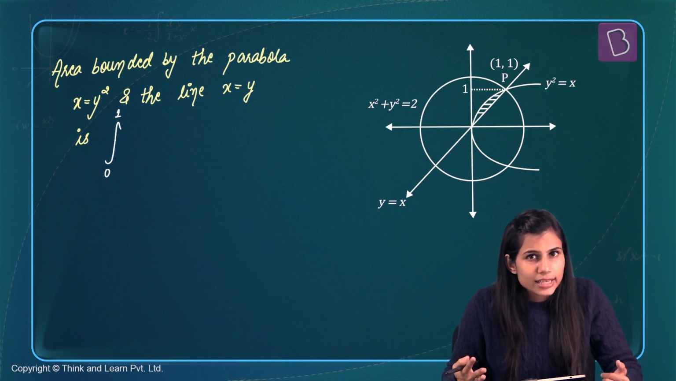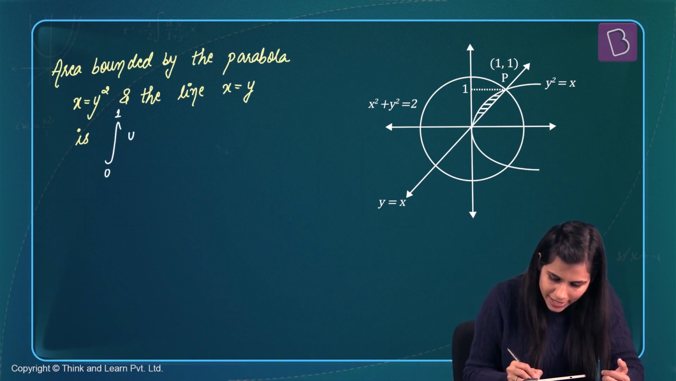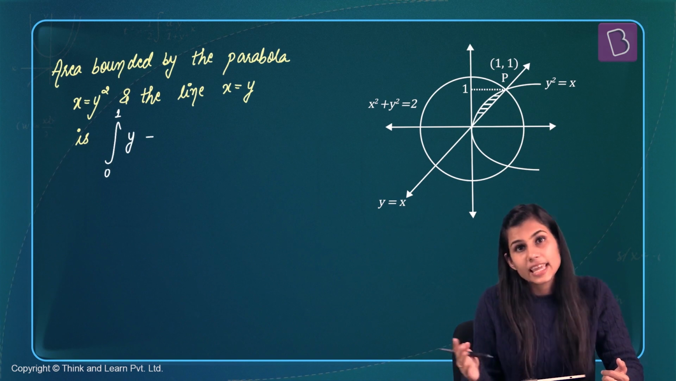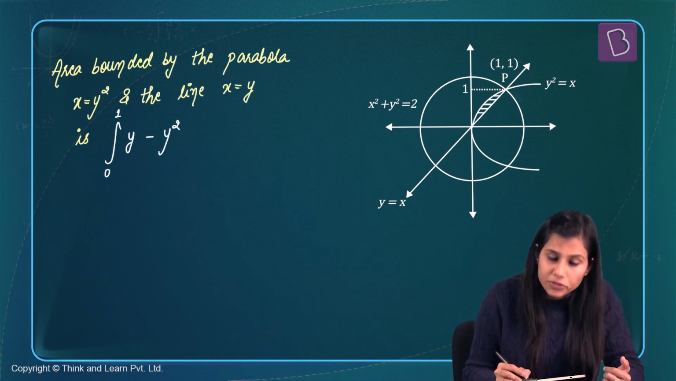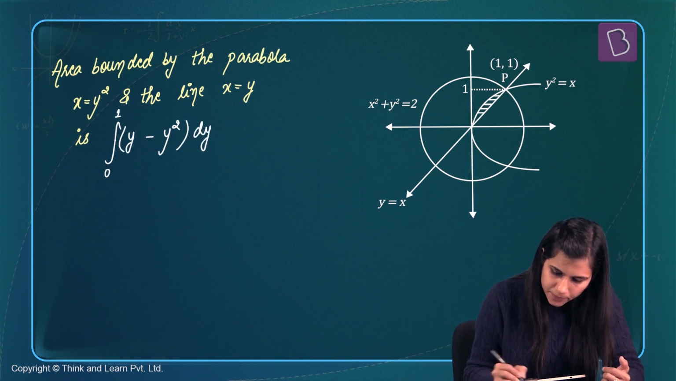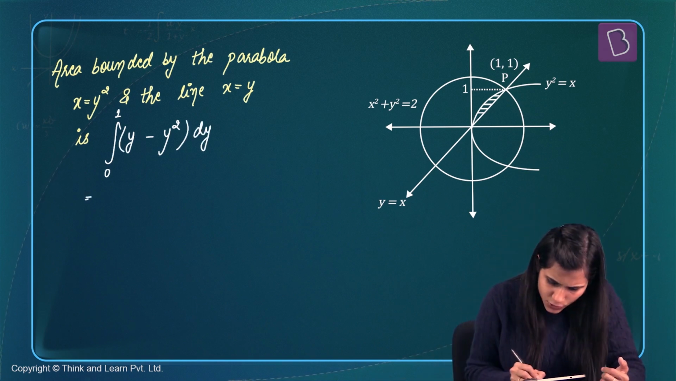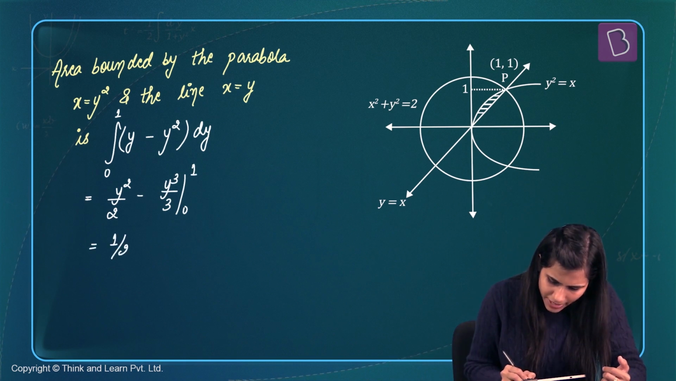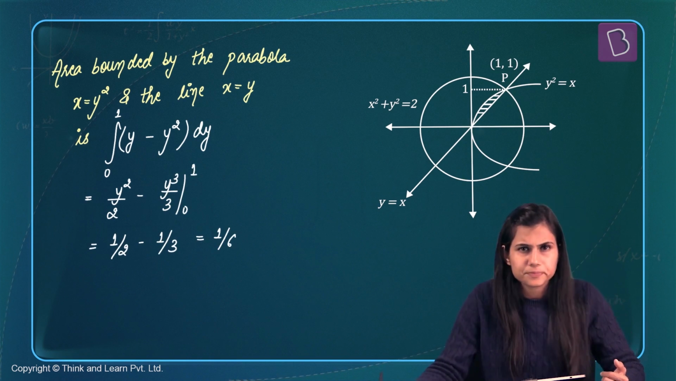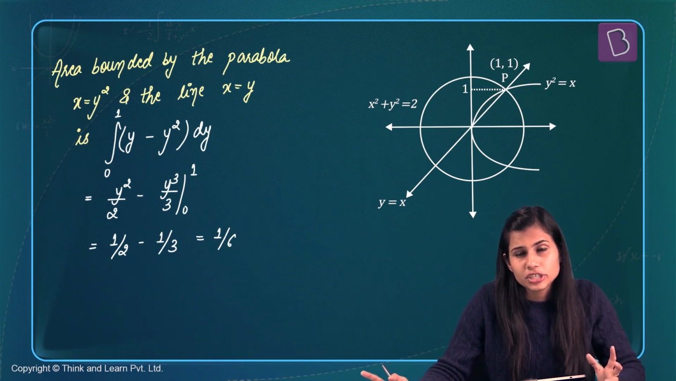Area under the straight line, that means x equals y, minus area under the parabola, x equals y square, with respect to y. Right? So this becomes y squared by 2 minus y cubed by 3. The limits are from 0 to 1. Very easily you get 1 by 2 minus 1 by 3, which gives you a 1 by 6. This is the area of this colored region.